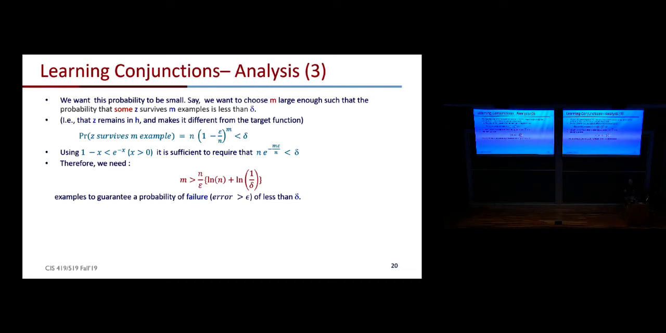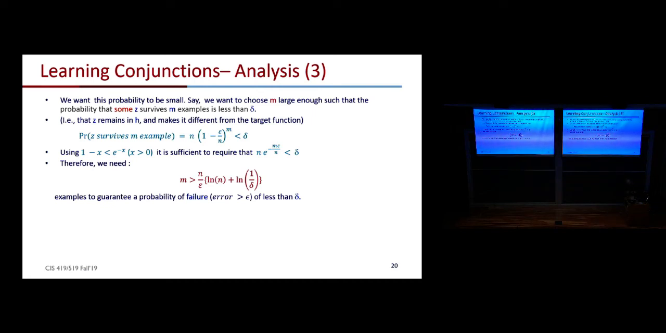The function that we've learned, the hypothesis, is going to be some approximation of the true function, f. What we want is to quantify how good it is going to be. And what we want to say is, tell me how many examples I need to see so that my error is going to be less than epsilon. That's the goal.